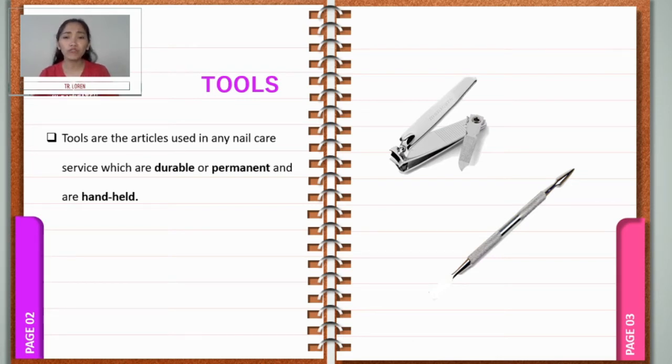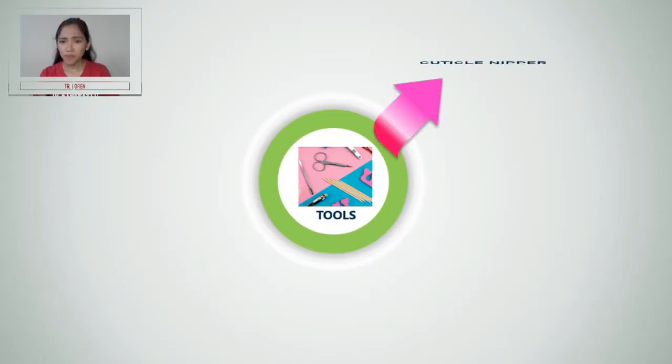So how are we going to maintain their good condition? We have different cleaning methods to maintain their good condition. We have sterilization, we have sanitization, and we have many more methods. Tools are also called implements.